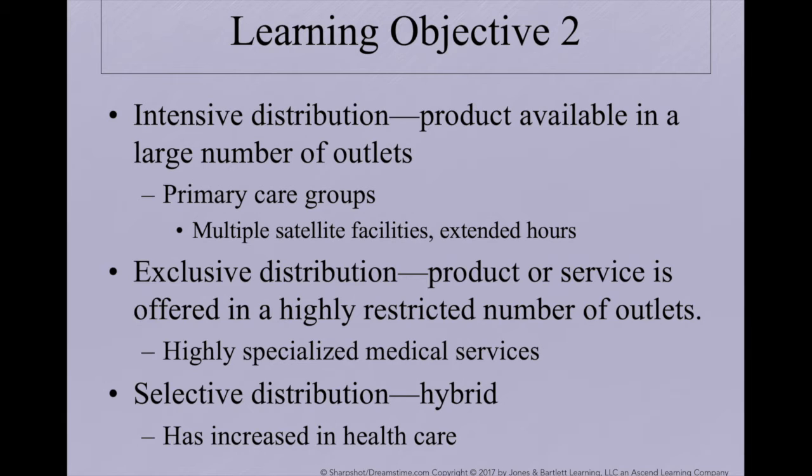Exclusive channel intensity includes specialty items such as fine jewelry and perfume. In healthcare, this would be an academic medical center. Selective intensity includes shopping products such as a home computer or audio equipment. In healthcare, it would be your specialty clinics.